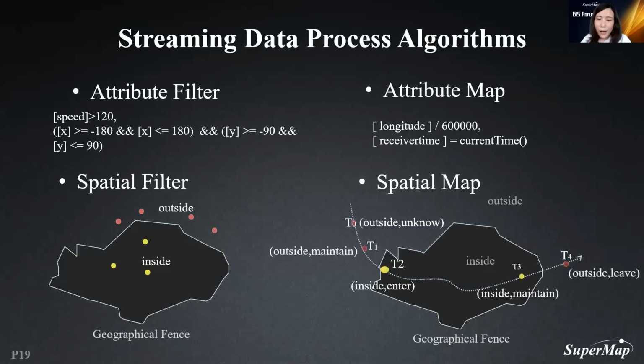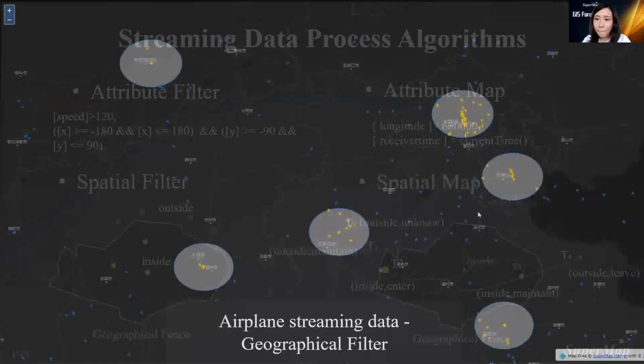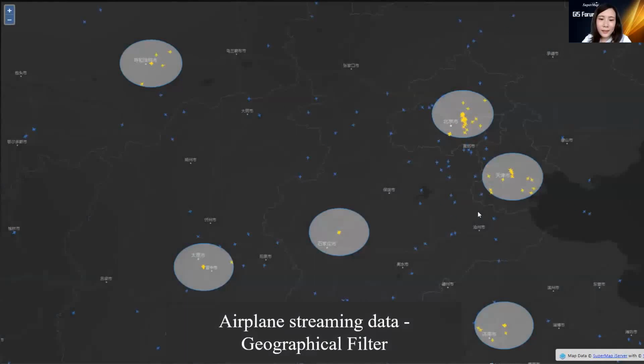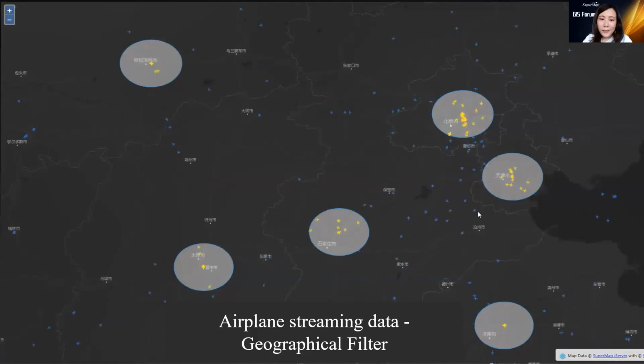Like here, from T0 to T4, we could find that this point entered the geographical fence at time T2 and left it at time T4. And this is an example of geographical filter on some airplane streaming data, and we could easily find which plane is above the large cities at each time.